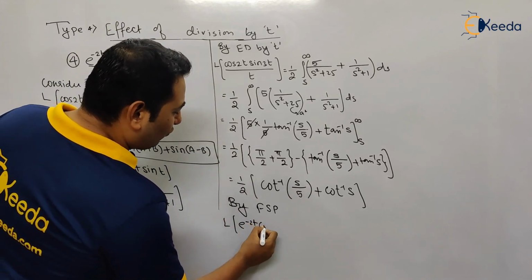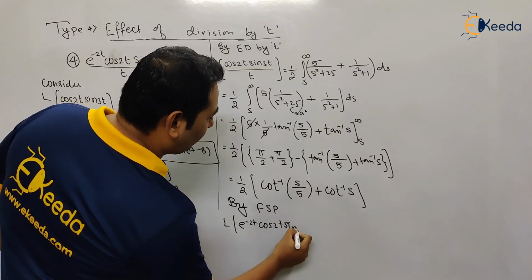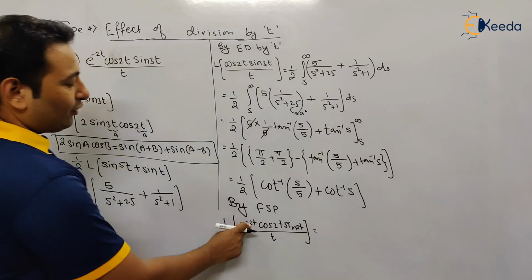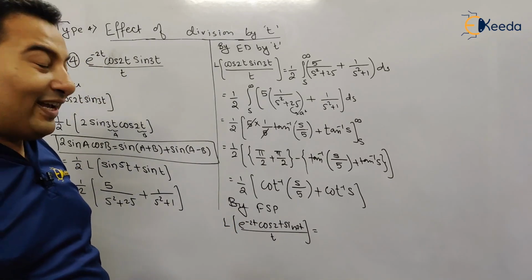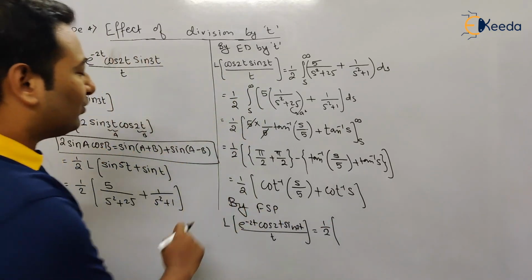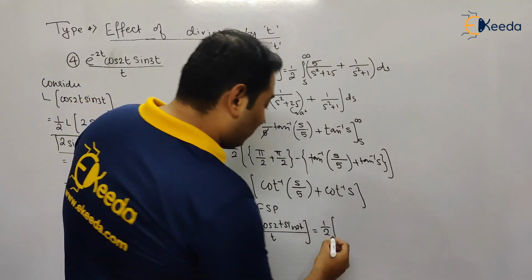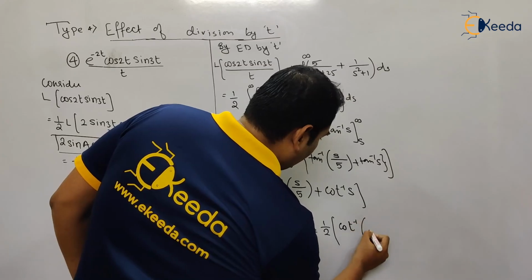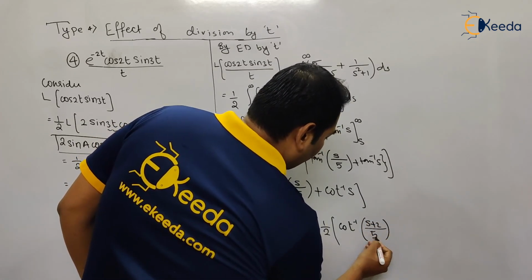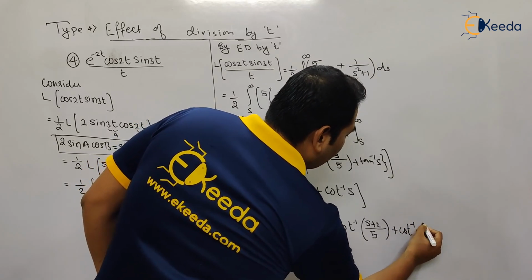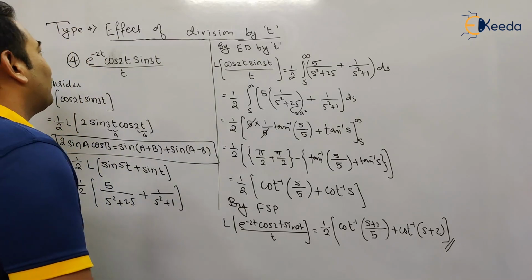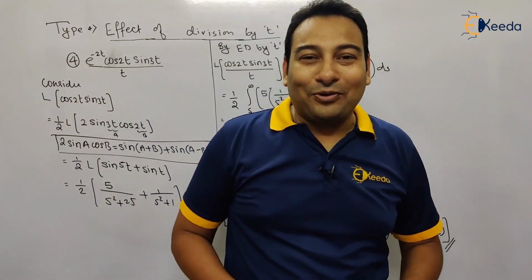e raised to minus 2t cos 2t sin 3t upon t. Yes, please. So due to this minus 2t, s will be shifted by plus 2. That's it. This half will remain outside as it is and s will become s plus 2. So this will be cot inverse s plus 2 upon 5 plus cot inverse s plus 2. That is it. Done with it. Hope you understood. Done with problem number 4. Thank you.